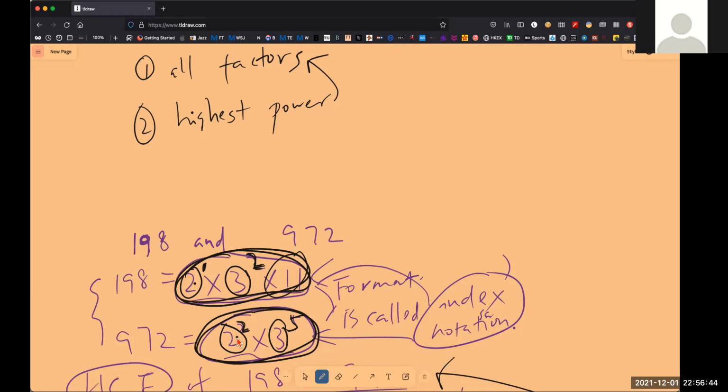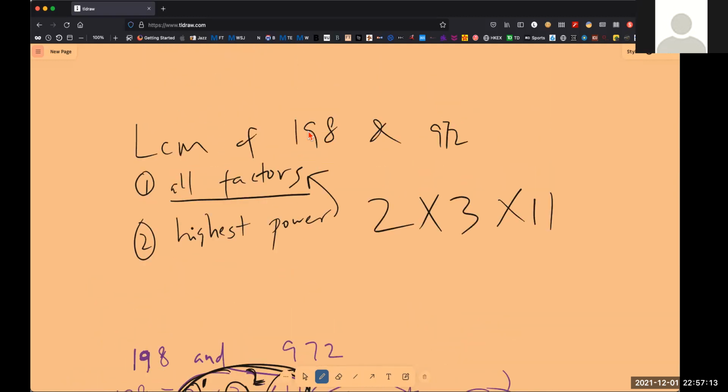If you look at the 198 and 972 below here, I see a 2, I see a 2. Common or not common is okay. As long as I see it, I need to write it down. So I see a factor 2, it appeared 2 times, I just write once. I see the 3, even if it appeared 2 times, I write 1 time, and then times them together. I see an 11, so I need to write down the 11 because the first requirement is all factors for LCM. We are talking about LCM here, all factors.